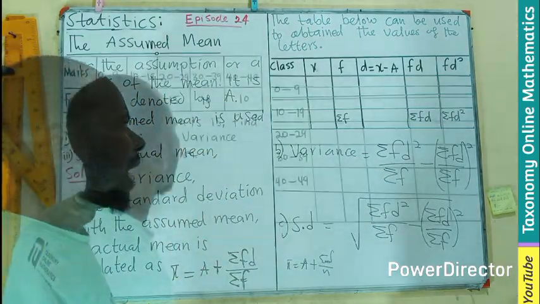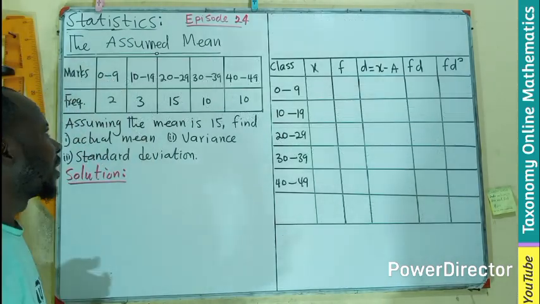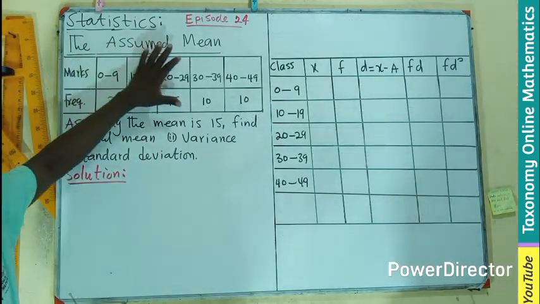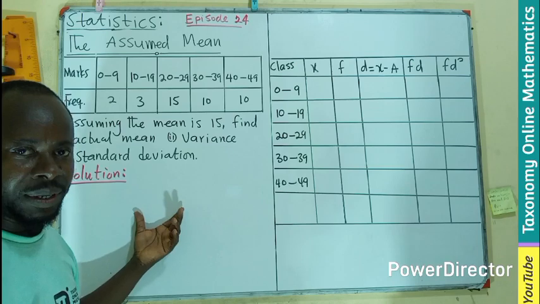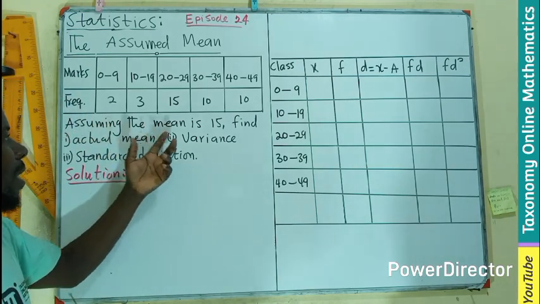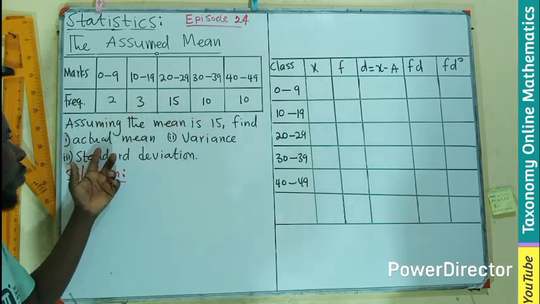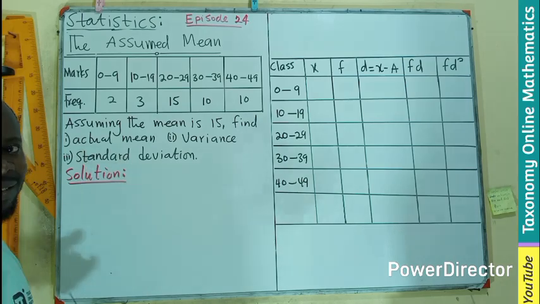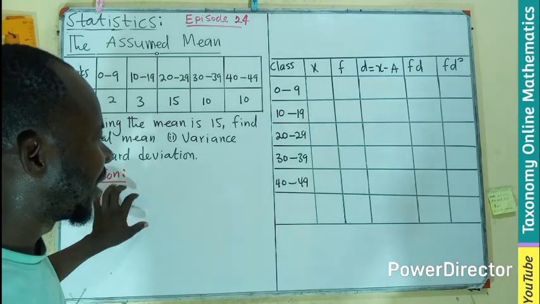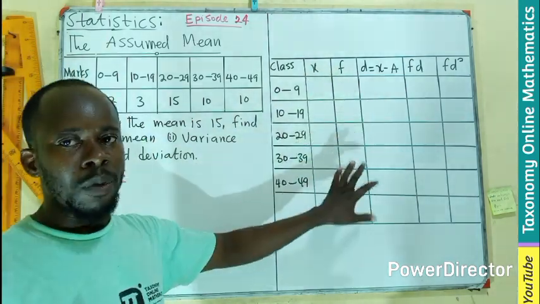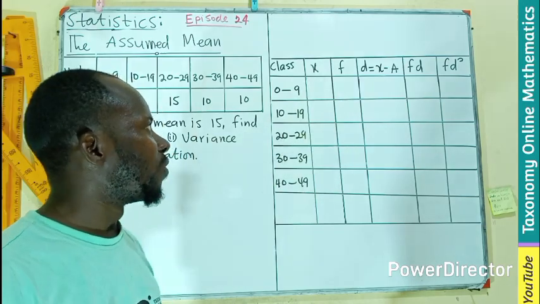Let's pick a question. Okay, so let's look at this one. Imagine these are marks obtained by students in an examination. We are saying that assuming the mean is 15, we are to find the actual mean, the variance, and the standard deviation. Remember what I said? The table needs to be generated in this form. So I just went on with a continuation of that.